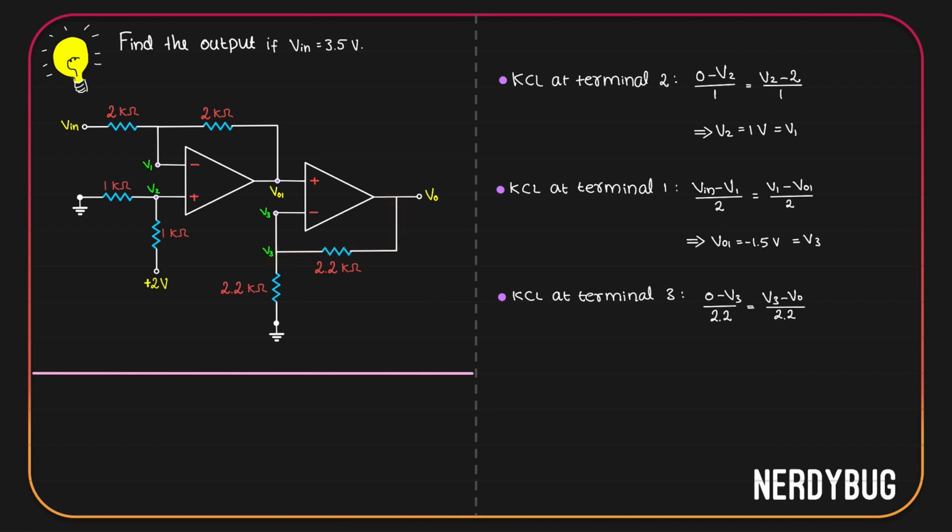These two should be equal. 2.2 and 2.2 get cancelled and we can see 2 times V3 will be the final output. V3 is minus 1.5, that gives us the output again, minus 3 volt.